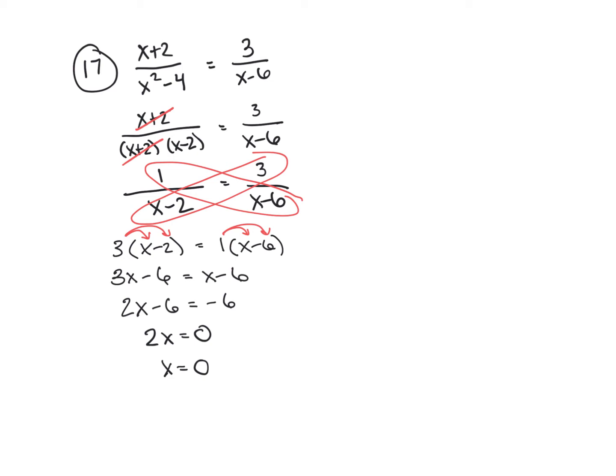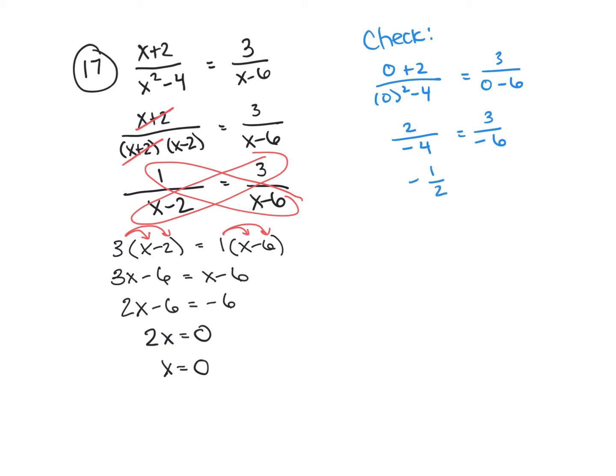So I'm going to do my check over here. We'll have 0, so this is our check. 0 plus 2 over 0 squared minus 4 is equal to 3 over 0 minus 6. On my left side, 0 plus 2 is 2. 0 squared is just 0, so this is over negative 4, is equal to 3 over negative 6. If I reduce my left side, I get negative 1/2. And if I reduce my right side, I also get negative 1/2. Yay! So we know we've done this correctly, and we can write our final answer.